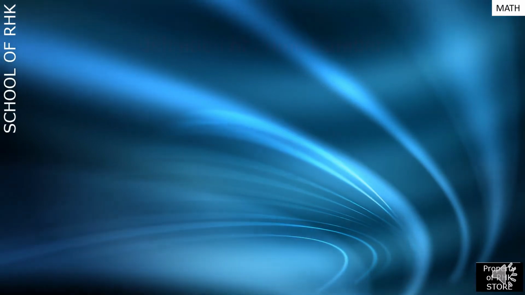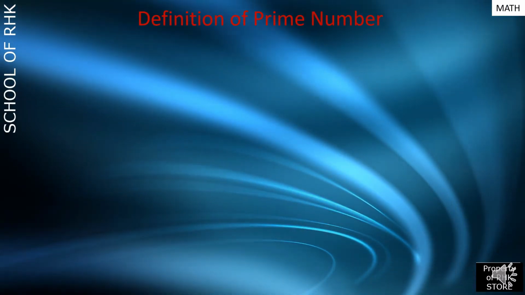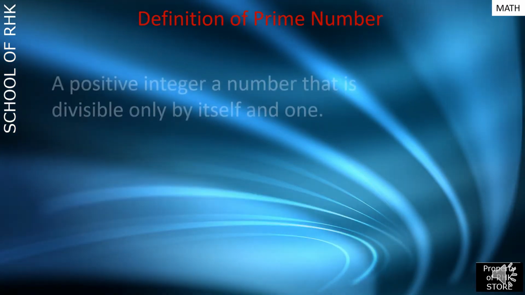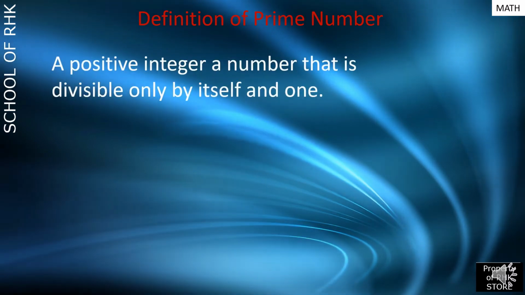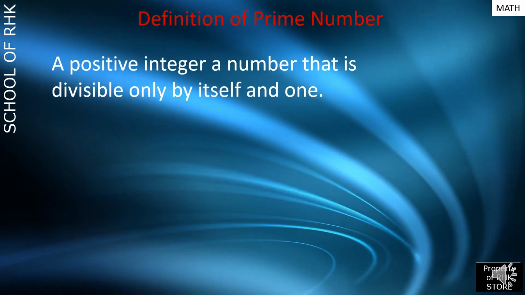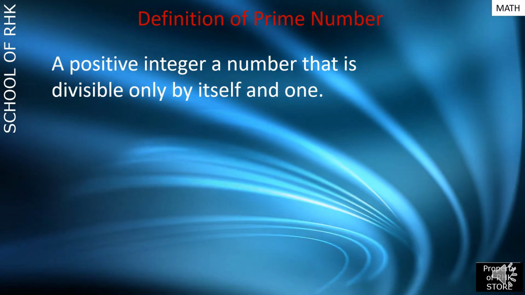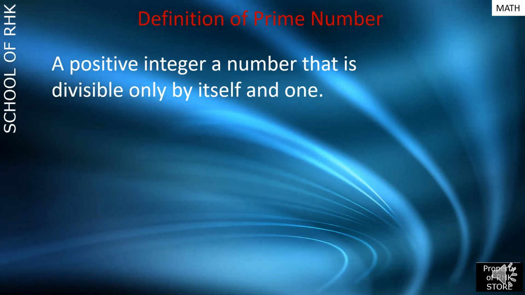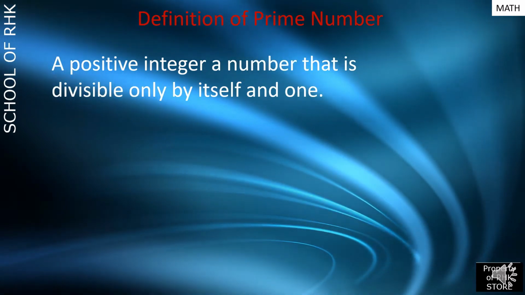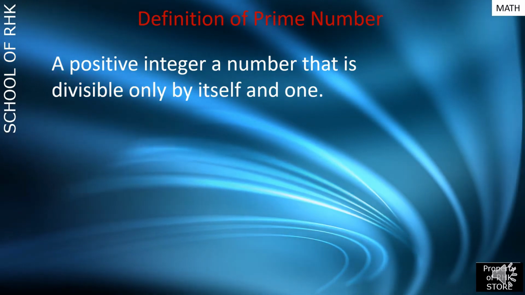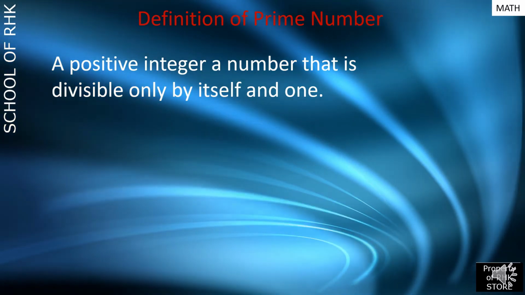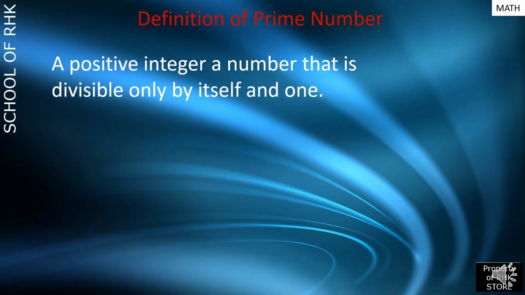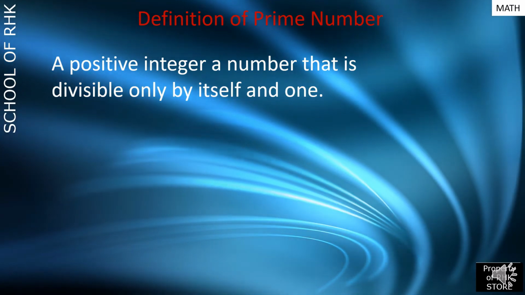Let us see the definition of prime number first. A positive integer that is divisible only by itself and 1. It means that the number must be a positive integer and the number will have a remainder if it is divided by any other integer than its own and 1.